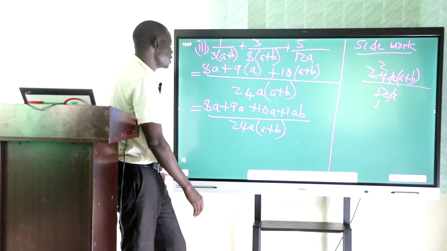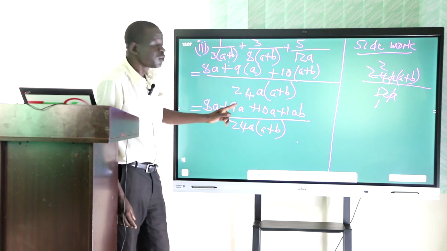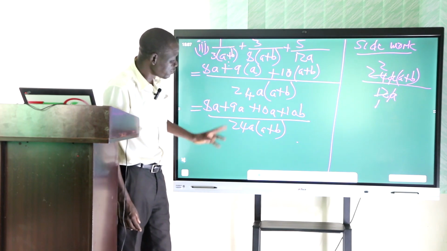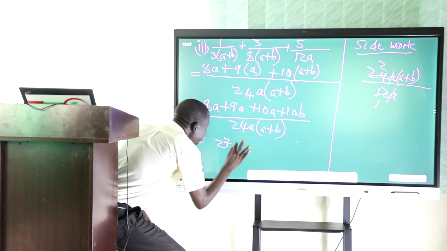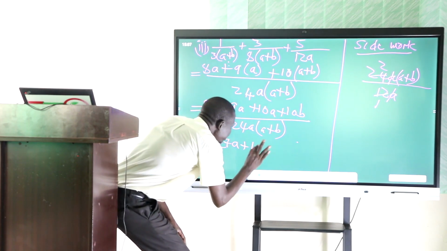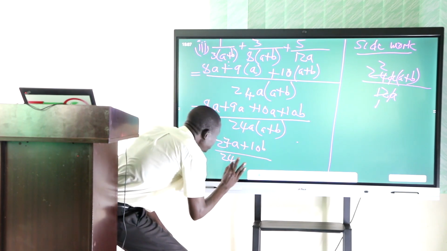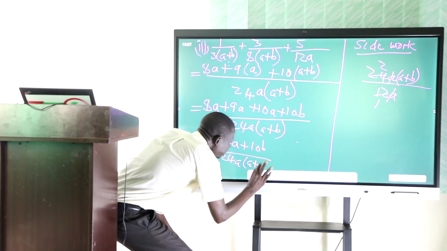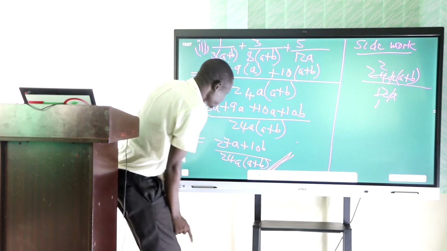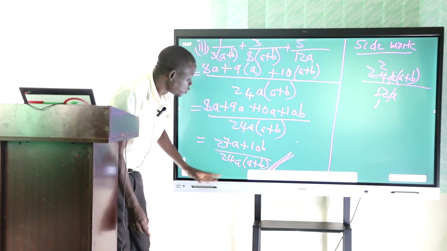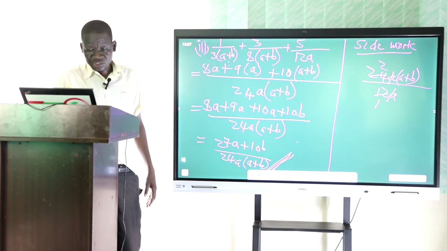Up there, we have like terms. 8A plus 9A, you get 17A. And 17A plus 10A, you get 27A. Then plus 10B all over 24A into A plus B. So this one becomes our final answer. We cannot continue from there. This is how we simplify fractions.